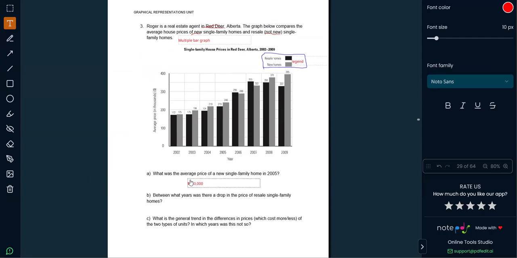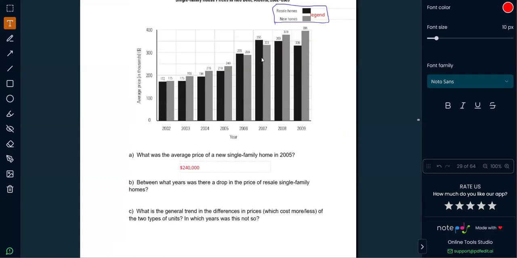Between what years was there a drop in the price of resale single family homes? When did houses go down of resales? When did the black bar go down? In 2008 and 9. So from 2008 to 2009, the prices dropped of resale homes.